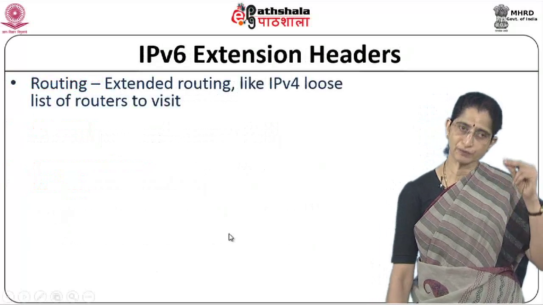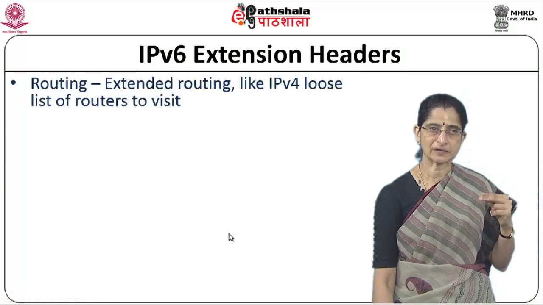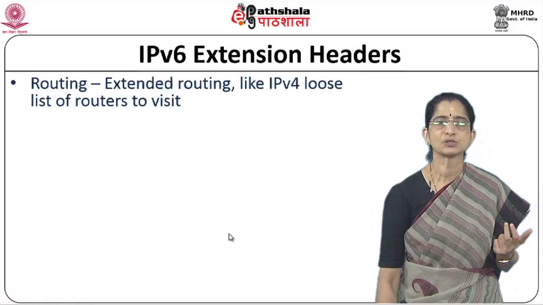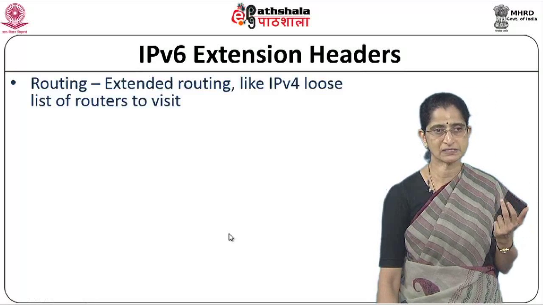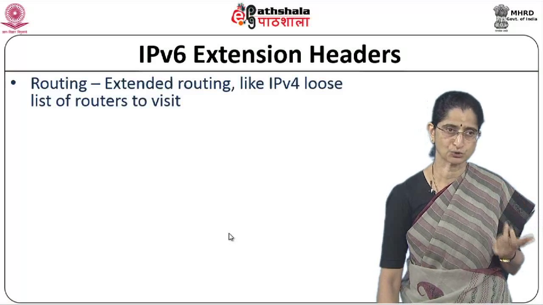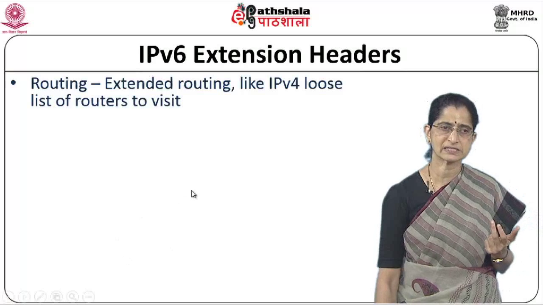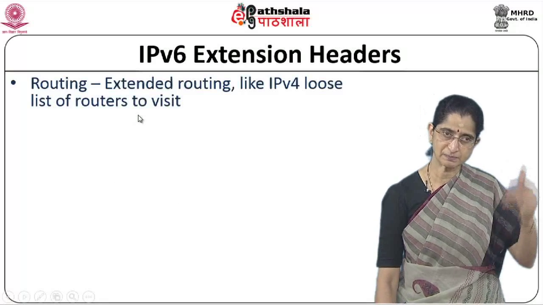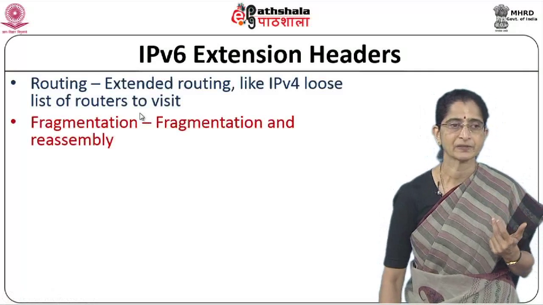Okay. So, if you look at the extension headers, as we said, we have an extension header for routing. Like IPv4, you can specify some kind of a source routing option, that is, you can either specify loose source routing or strict source routing. So, normally it is a list of routers that needs to be visited. That can be specified as part of the routing extension header.